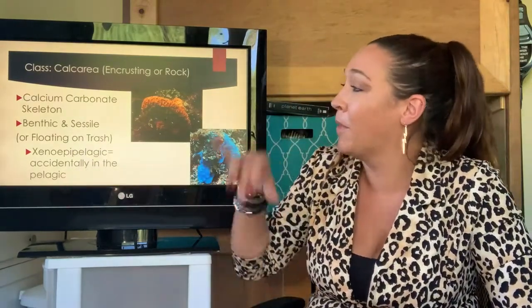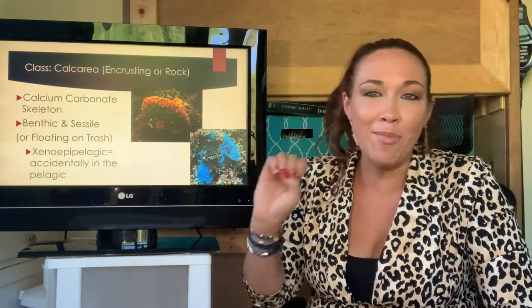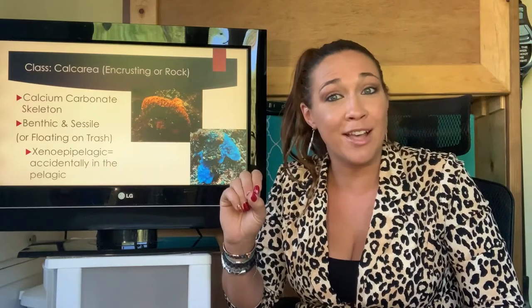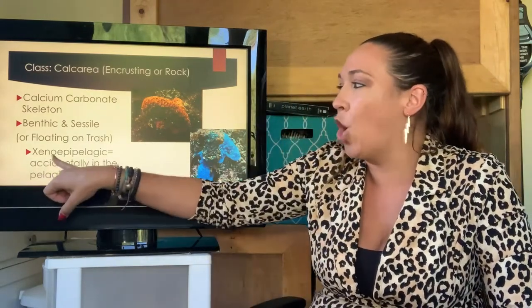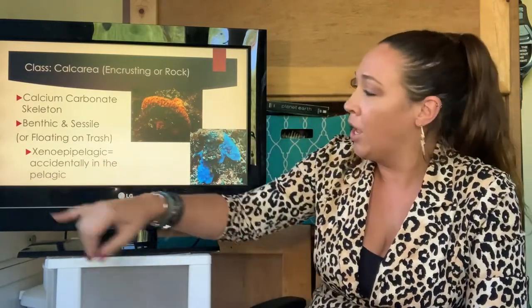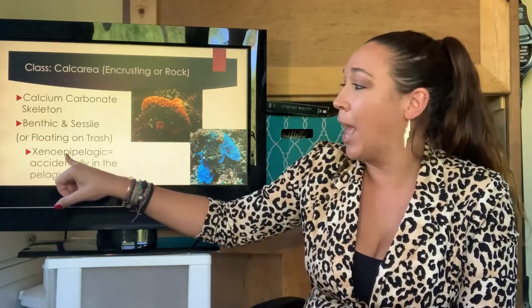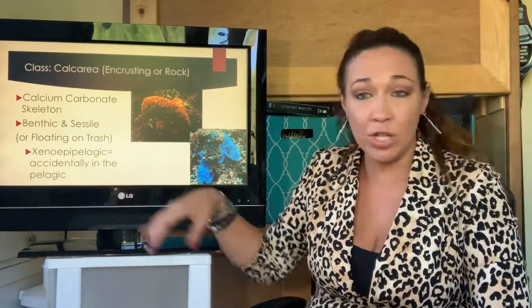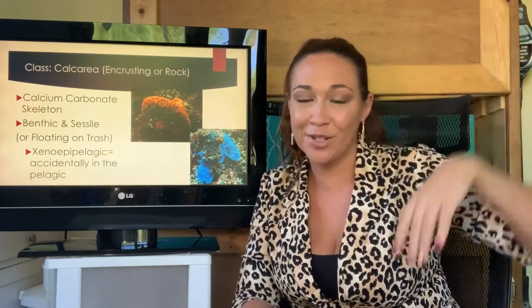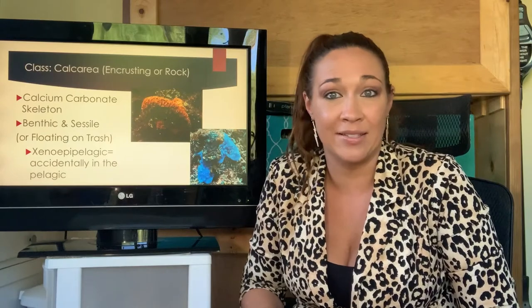I'm not sure why it goes on this one. Oh, this guy, actually, I do know why this is on here. Because sometimes they're sessile, but they're not exactly benthic. So sometimes they are known as xenoepipelagic. Big fancy word here, another Scrabble winner. Xeno, you can think of as accidentally. Epi means on top, pelagic, on top of the pelagic, which we already learned about. So xenoepipelagic basically means that you're found in the upper pelagic by accident.